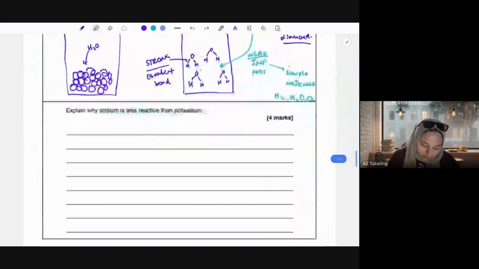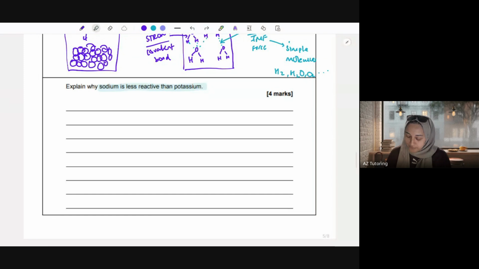So let's put that into words for this question here. Explain why sodium is less reactive than potassium. So let's talk about it in the sense of sodium. So we could say sodium has fewer shells than potassium.